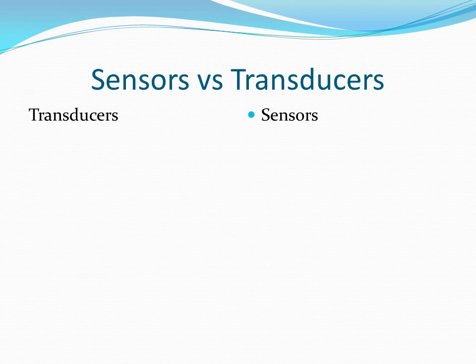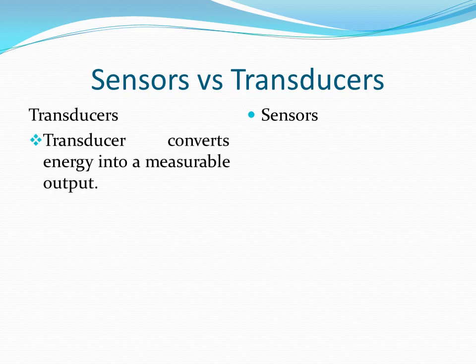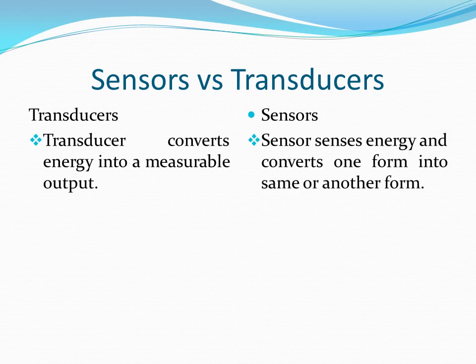First we'll see what is the difference between a sensor and a transducer. A transducer converts an energy into a measurable output, that is, it converts energy into a usable form. Whereas a sensor senses energy and converts it from one form to another, but there is a big question mark whether it is a measurable one or a usable one or not.